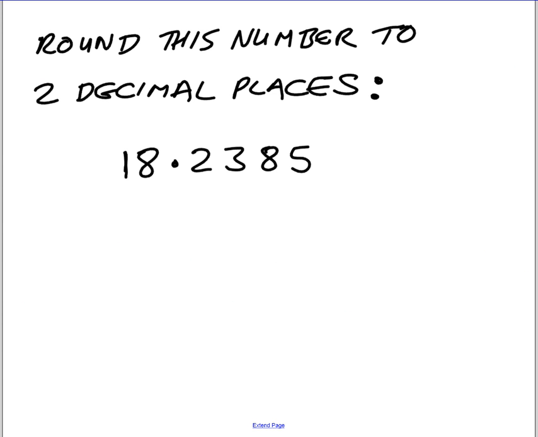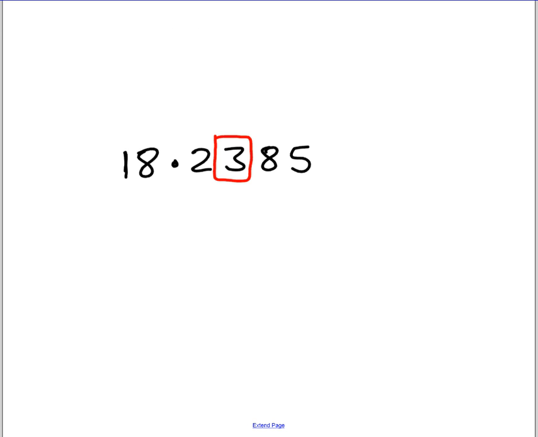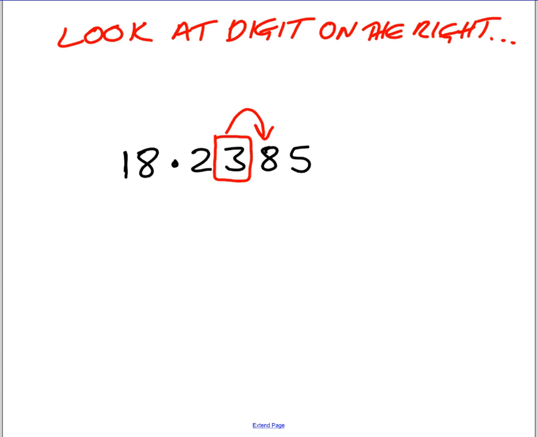Right, let's go for another one. 18.2385, and they're saying 2 decimal places. So if we count from the decimal point and we go right, so 2, 3, right? So the 3 looks as if it's in the position of interest. We want to keep a number in there. So I'm going to look to the right of that, and that's the number that makes up our mind.